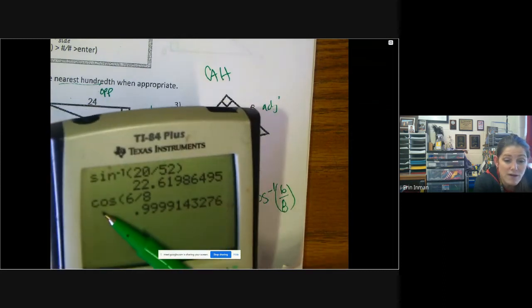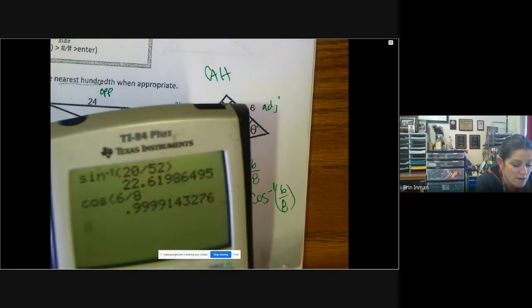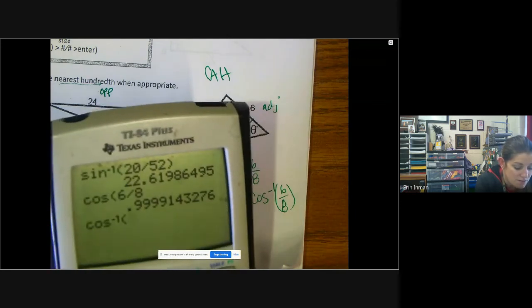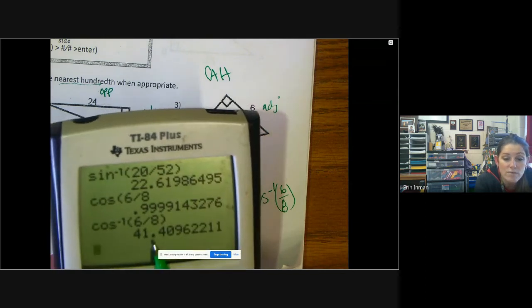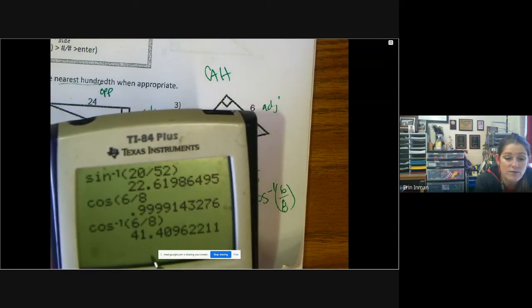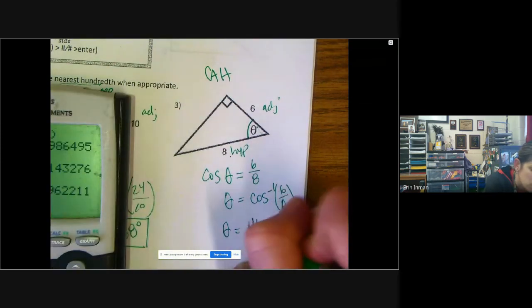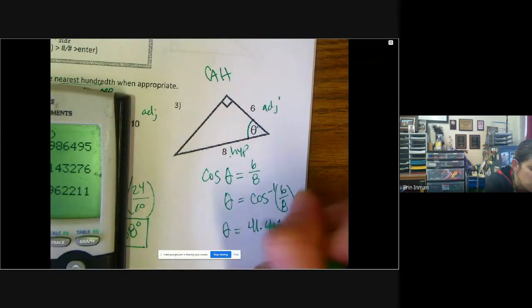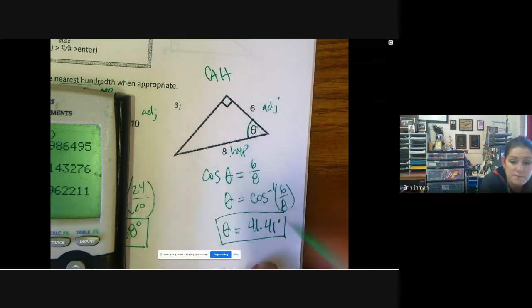Make sure that if you're finding an angle, you're using the inverse. Look what happens when I take the inverse of 6 divided by 8. It's 41.409, so 41.41 degrees. That sounds a lot more reasonable than 0.999 degrees. That does not seem like a very reasonable answer.